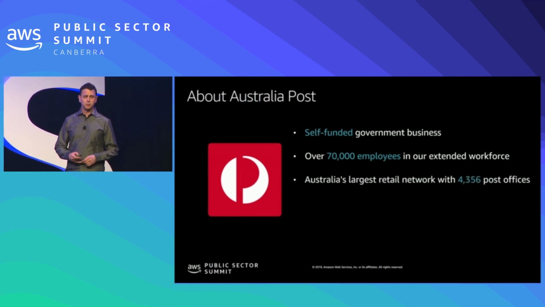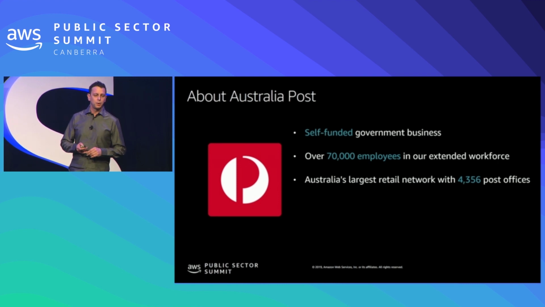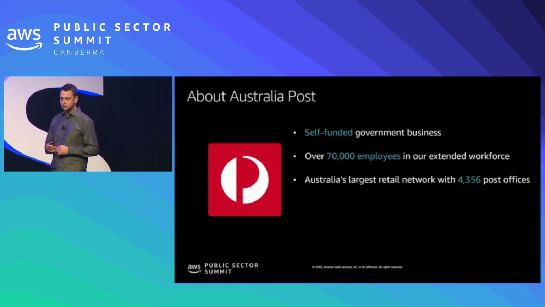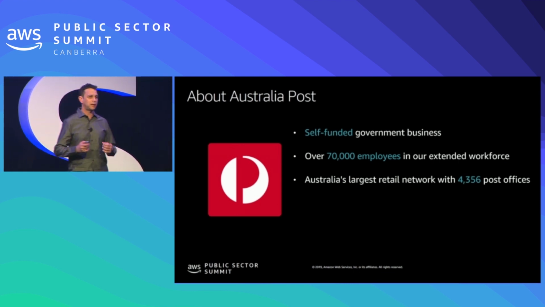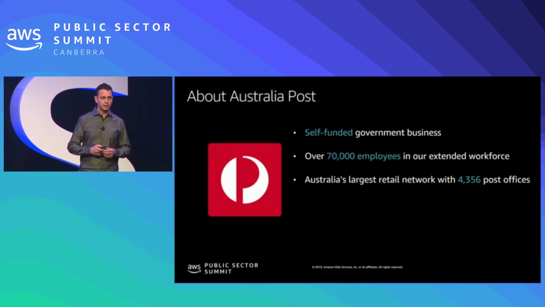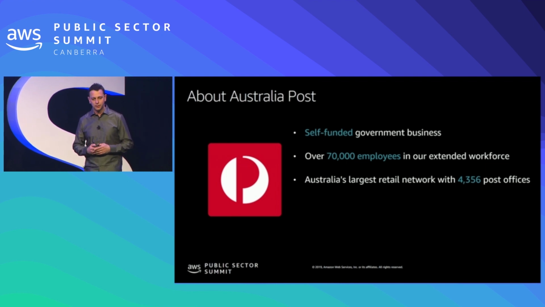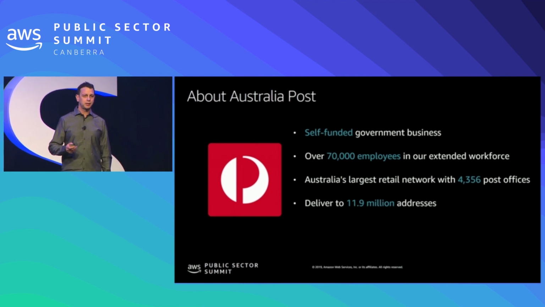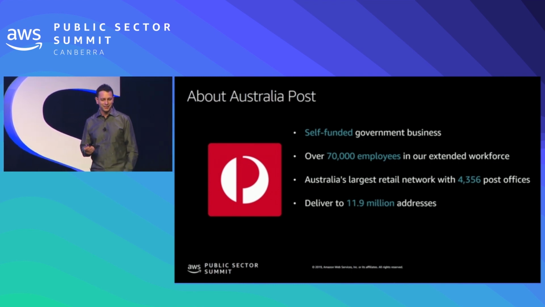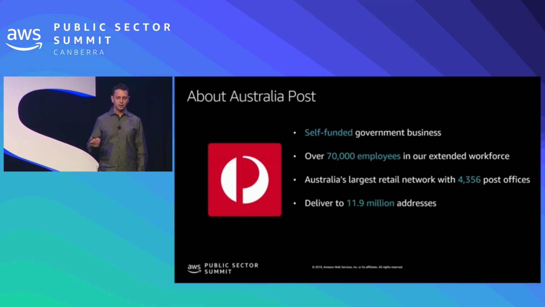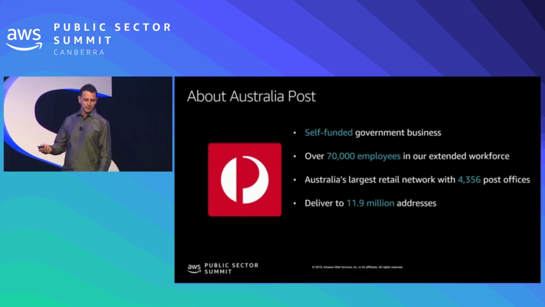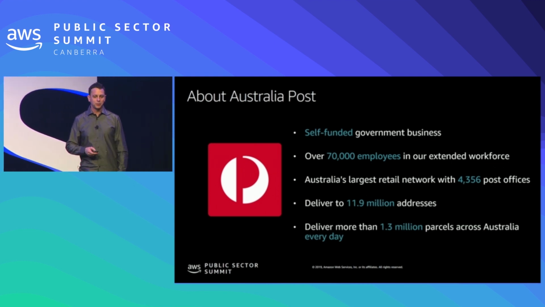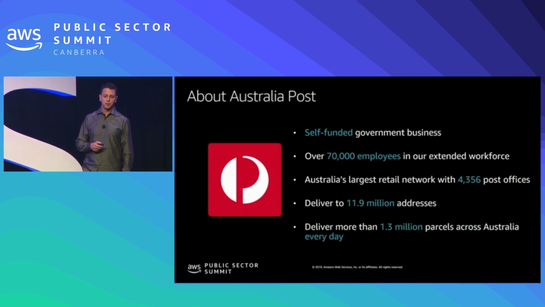We're one of the largest retail networks in Australia, so we have almost 4,500 physical locations around Australia. We also have, obviously, the parcel and letters delivery facilities across all the states. We deliver to 11.9 million addresses, and we'll come back to that one in a little bit. We deliver more than 1.3 million parcels every day.